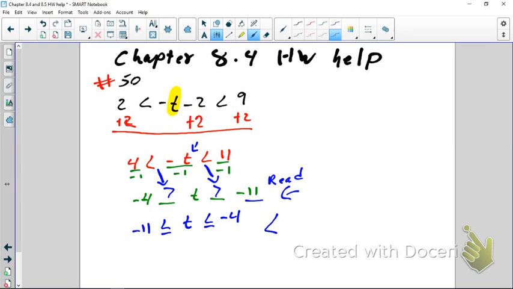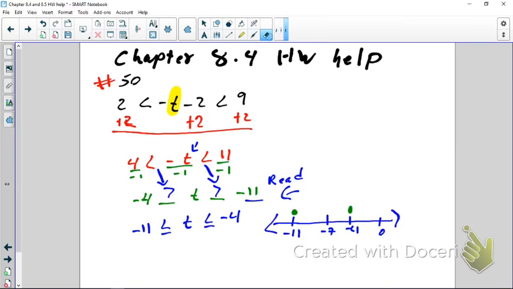If I were to graph that, the way that it looks like this, negative 11, and then I have, give me another number, let's say -7, -4, and then we'll always put the 0 there. So what I'm saying is that t is going to be a closed circle at -11. It's going to be a closed circle at -4. No. It's actually going to be an open circle. I noticed that right now when I looked at it.